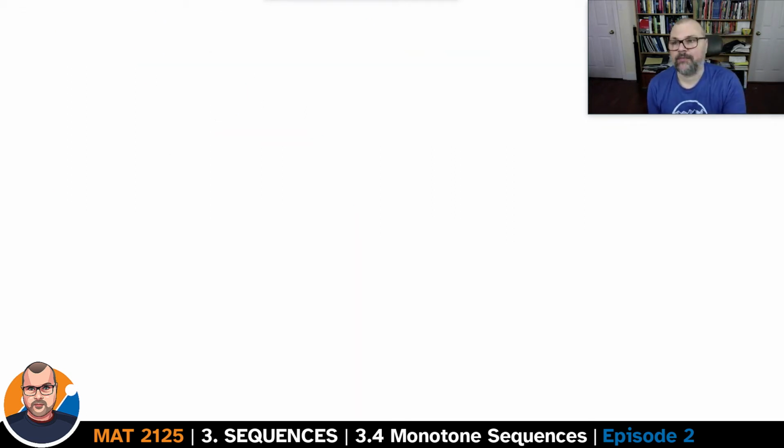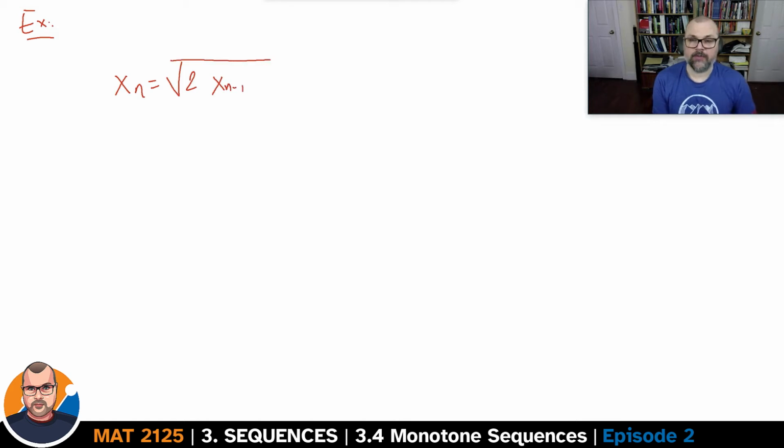Here's an interesting example. Let's define a sequence using a recurrence relation. The nth term of the sequence is going to be the square root of twice the n minus 1 term of the sequence. This can only be defined when n is greater than some value. In this case, we'll say 2, and we'll set the starting point of the sequence, x1, to be equal to 1. Does this sequence converge? And if it does converge, what is the limit?